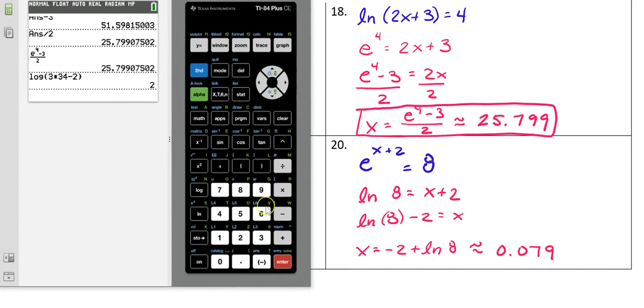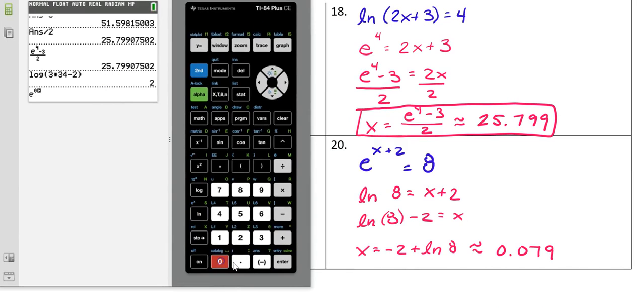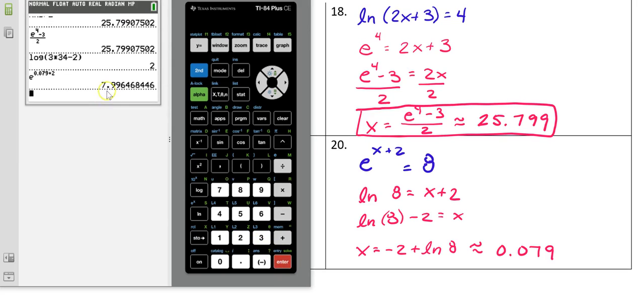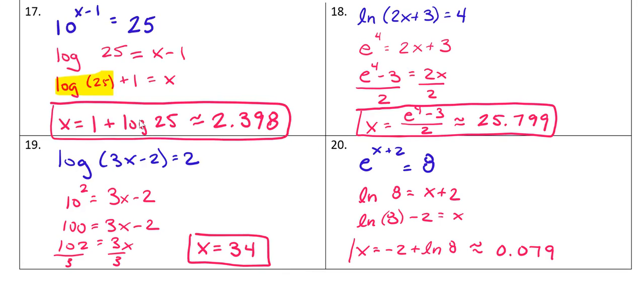And again, we can check this by plugging it in. We can say, is e to the 0.079 plus 2, where that 2 is in the exponent, equal to 8? Now, notice it's a little off. That's because we rounded. It's very close to 8 though. So because of our rounding error, we don't quite have the exact answer 8, but it is close.